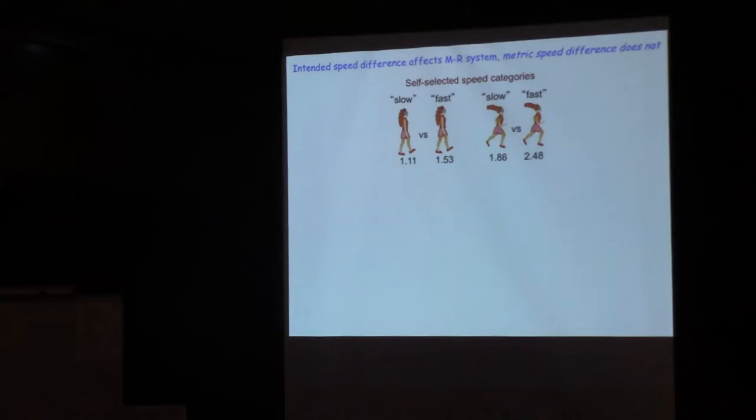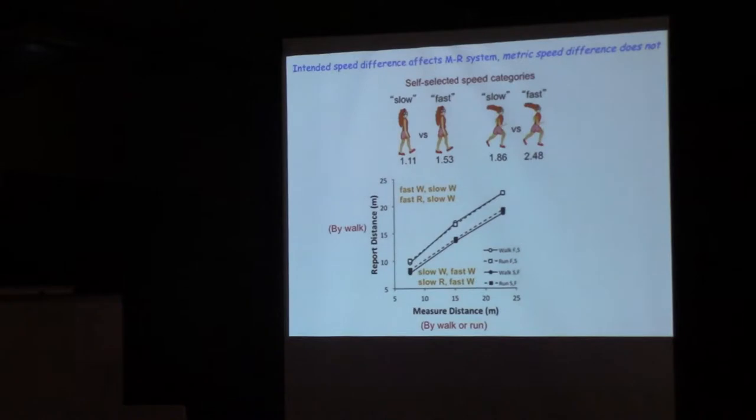Let's step back for a moment. So we're going to look at a young lady walking slowly and walking quickly, and a young person running slow and running fast.